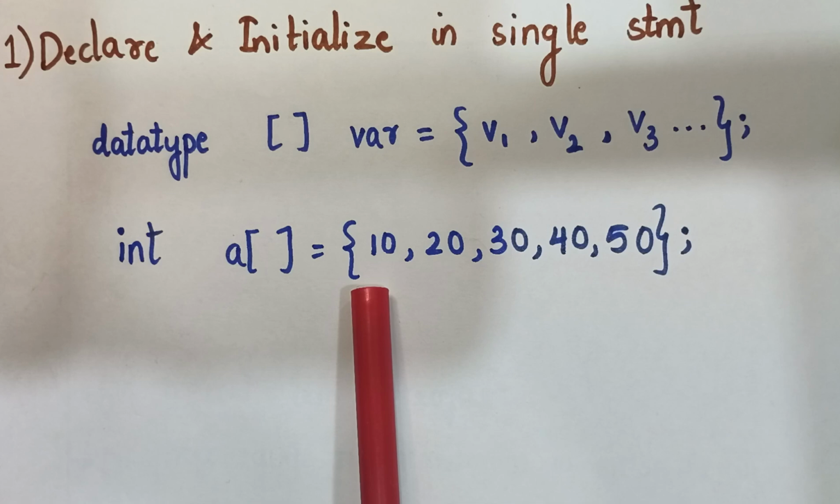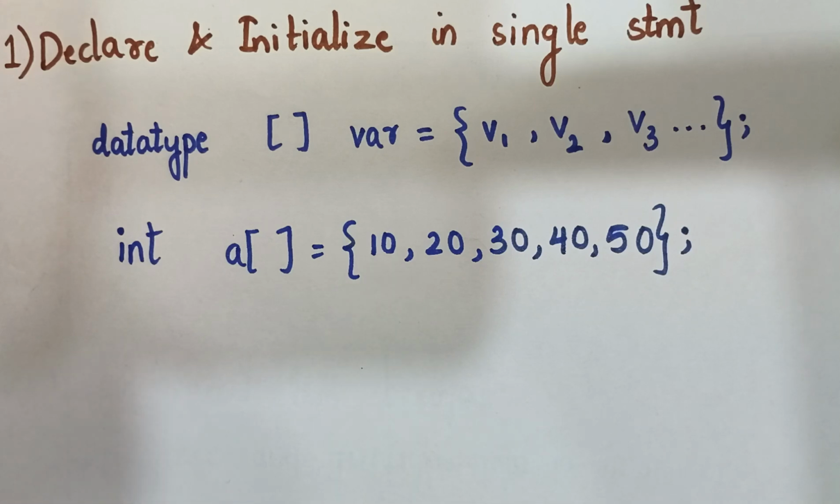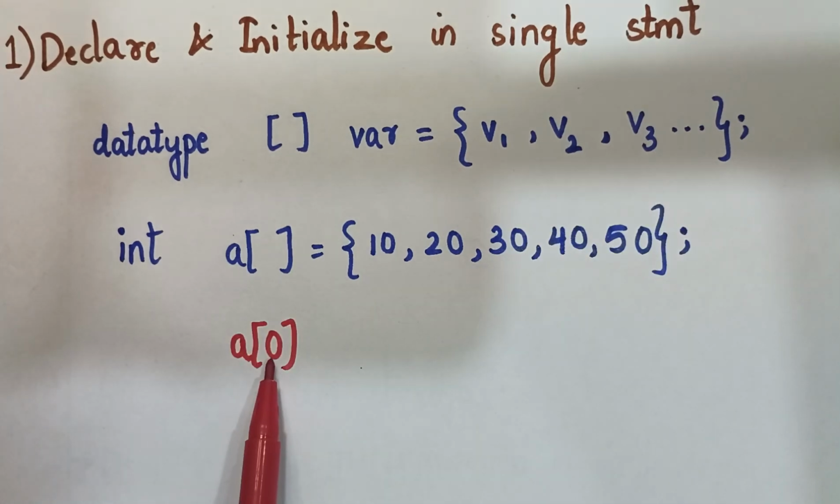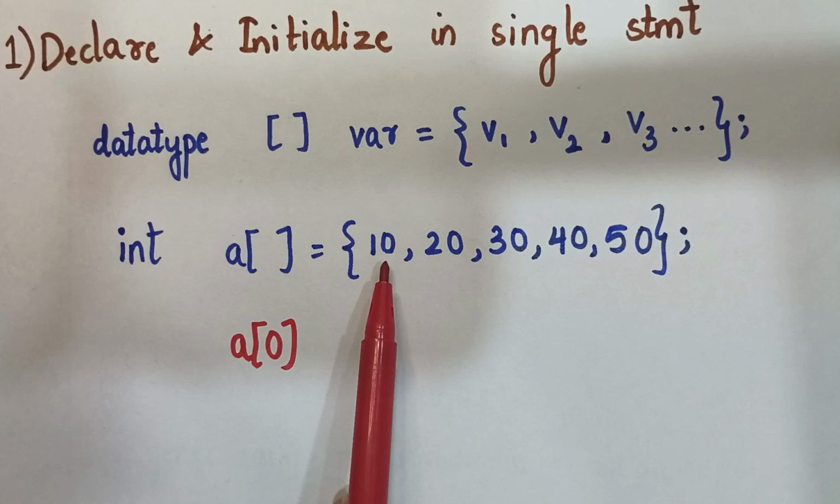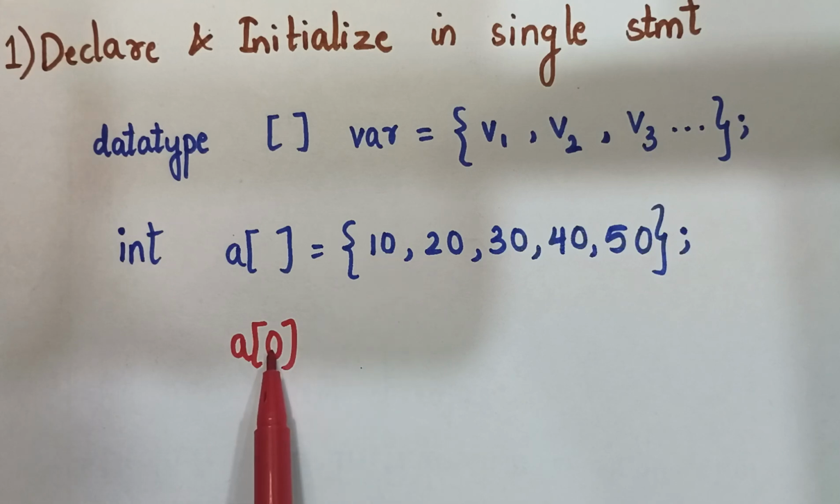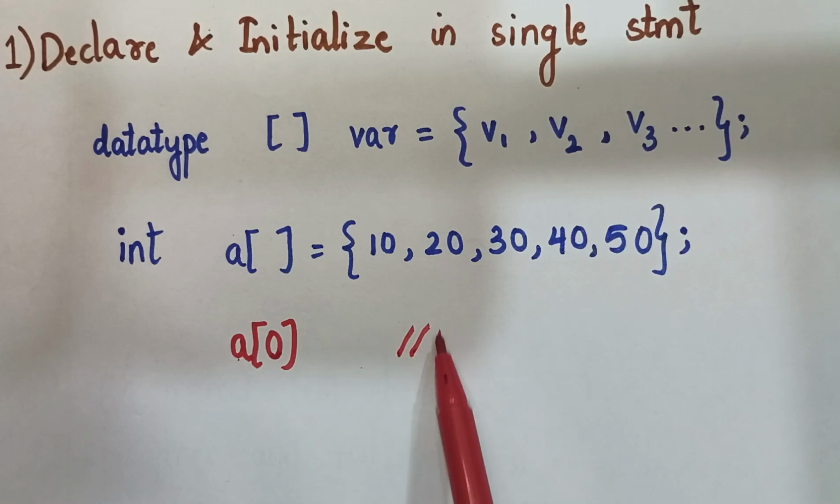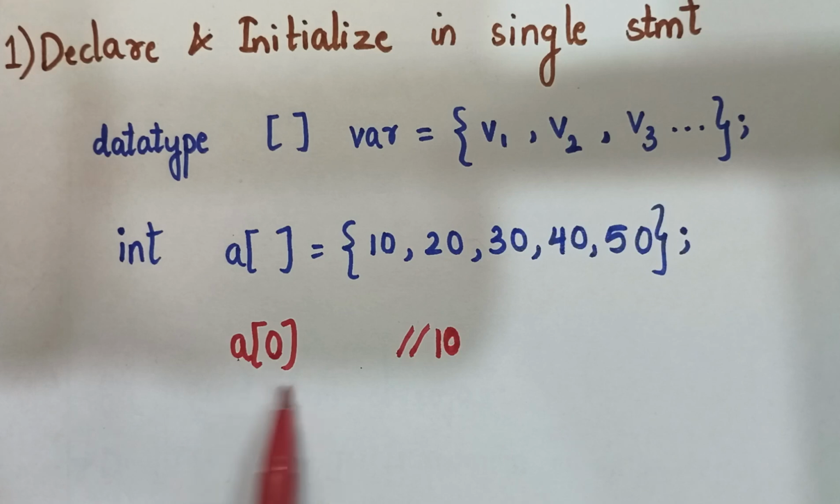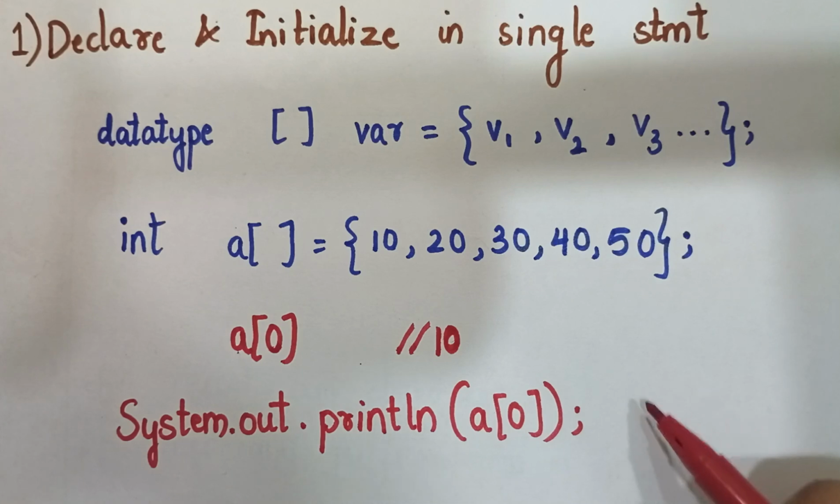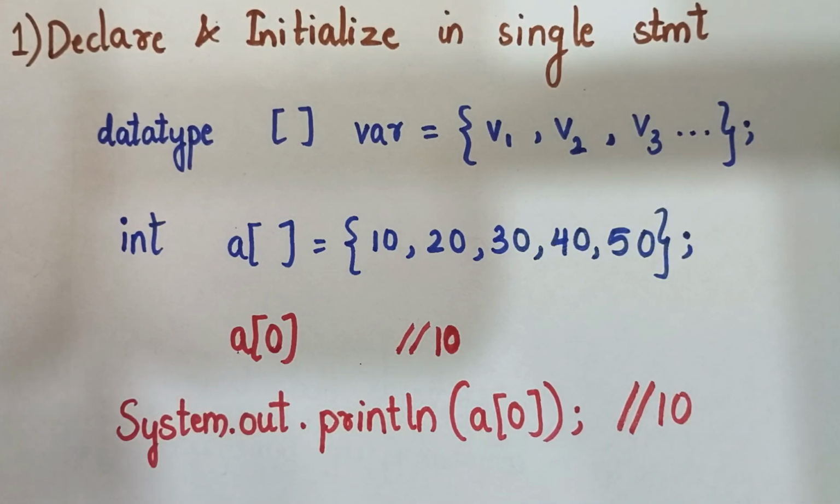So to access 10 over here, we use its index. We write the index position here, that is 10. For 10, the index position is 0. So we write it like this, A of 0. Then we will get the output as 10. We write this in the printing statement, which is system.out.println. So this line will give us output as 10.